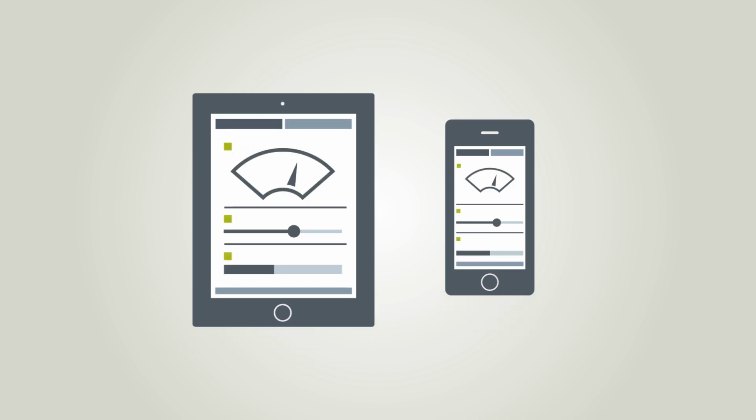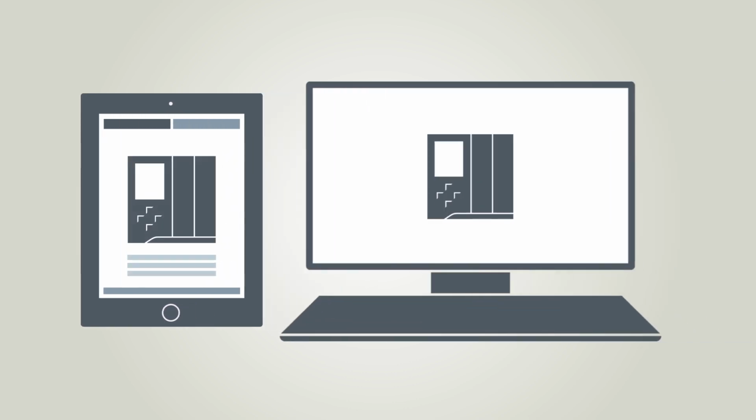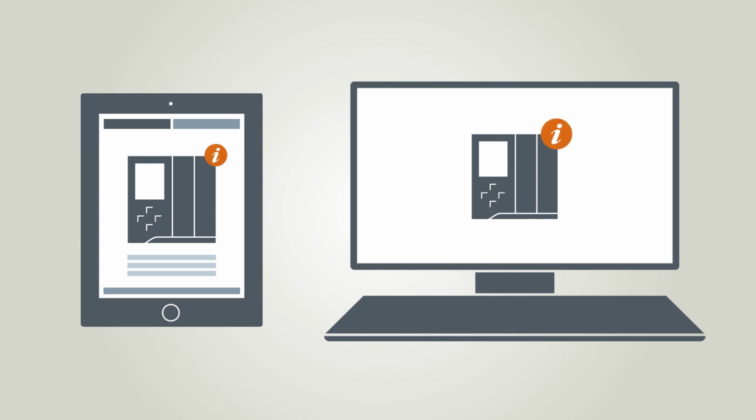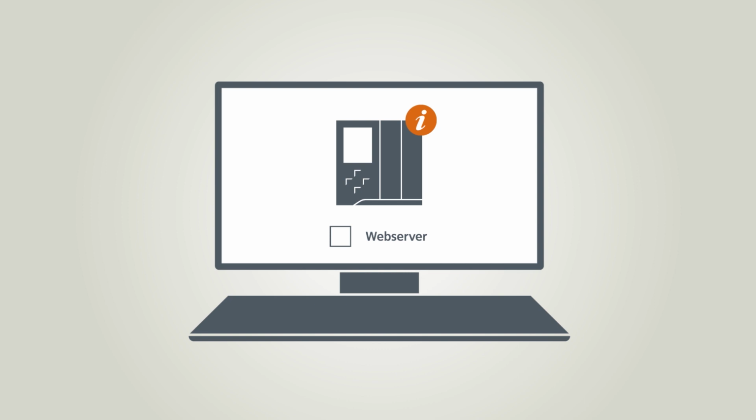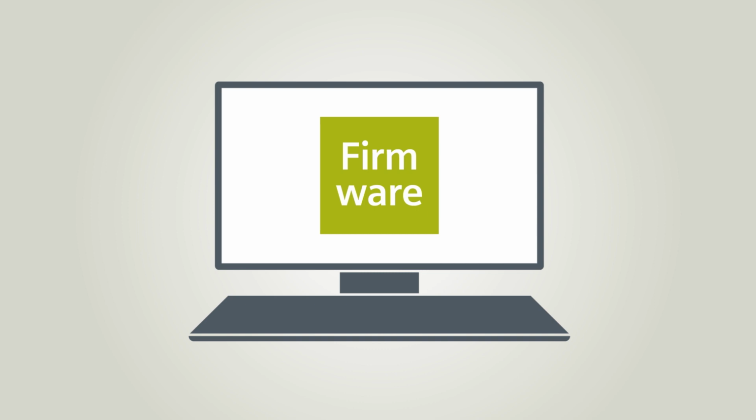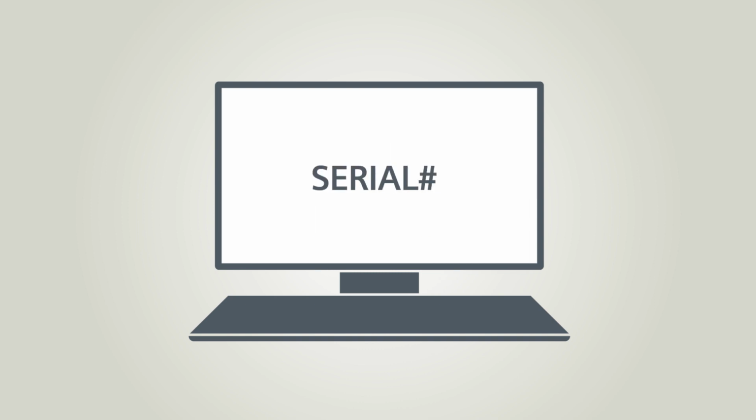Comprehensive access to several stations is possible for diagnostics and control purposes. How about if, for example, you wanted to call up the status of a controller? All you need to do is activate the web server in the TIA portal. Now you can see the firmware and the serial numbers.